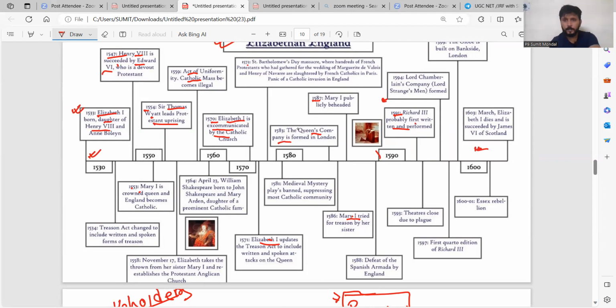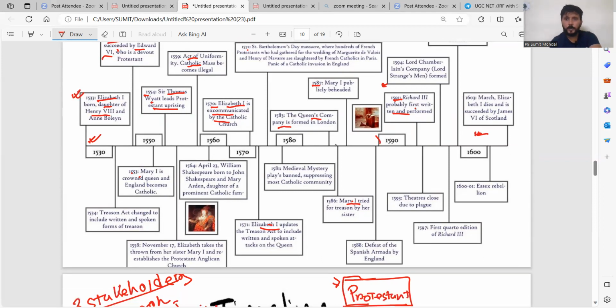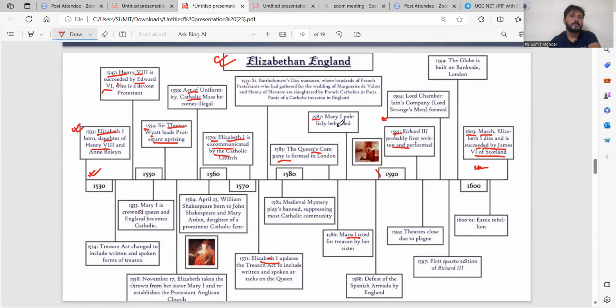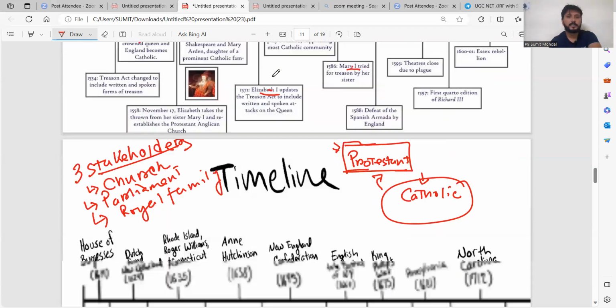Okay, when Elizabeth died in 1603, she was succeeded by James VI of Scotland. So that period is another turmoil that I'll definitely discuss later. But mostly you need to follow this chart to understand the important events of Elizabethan England.